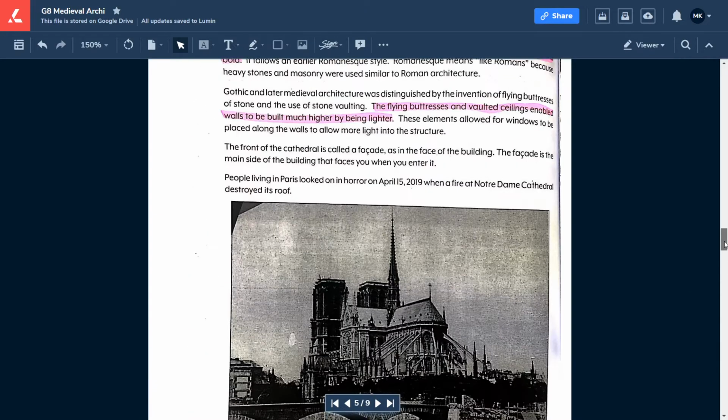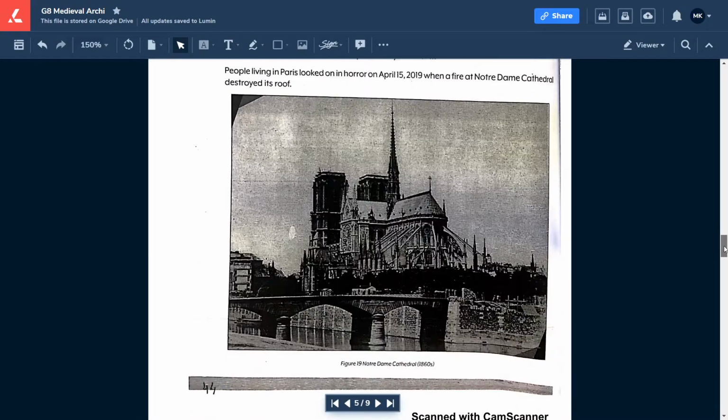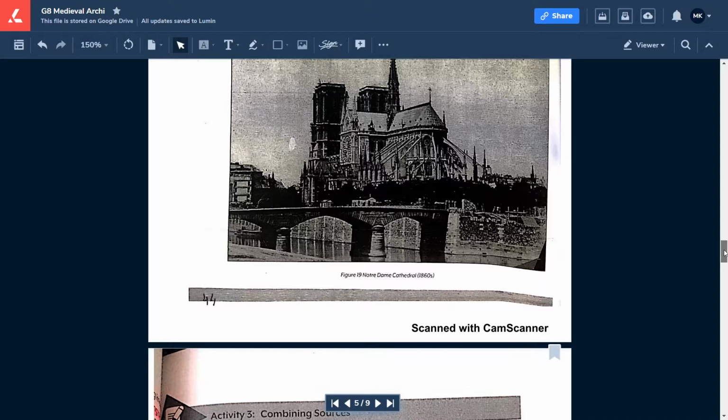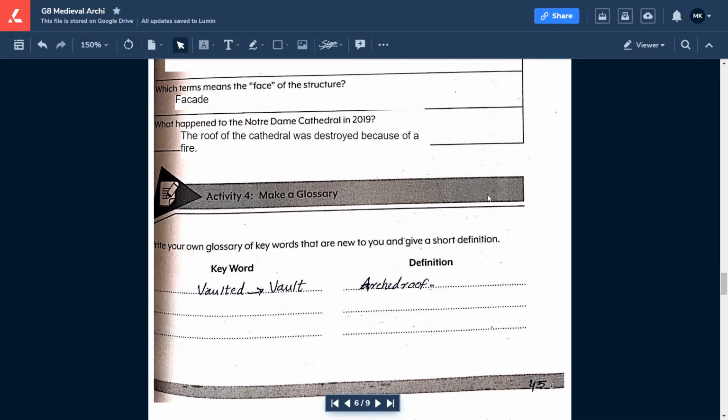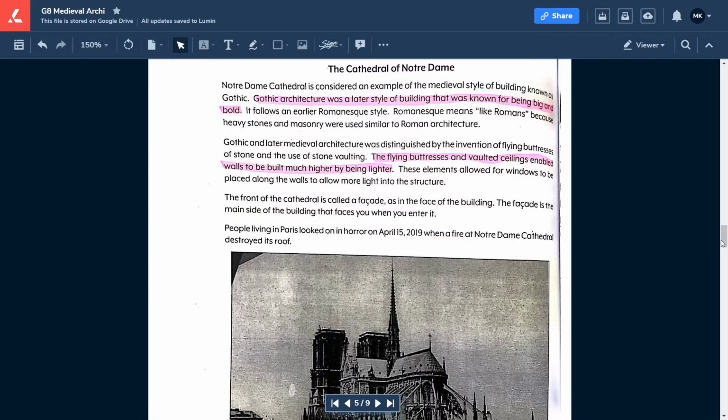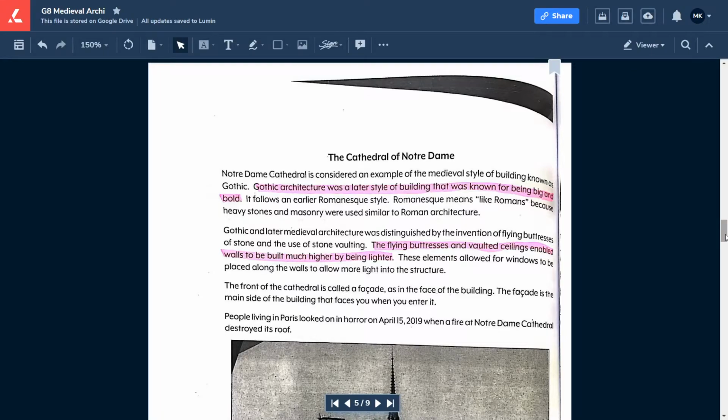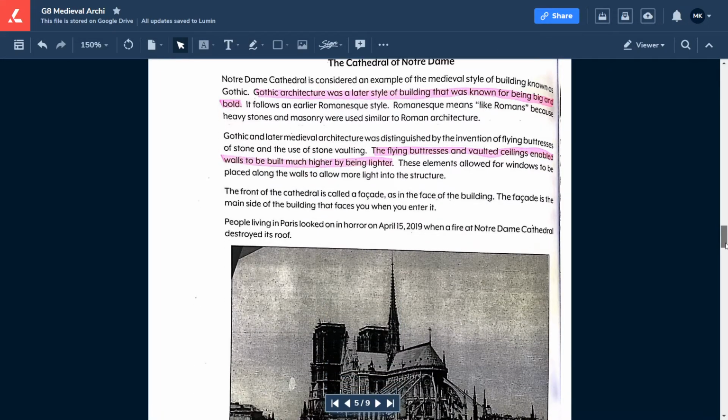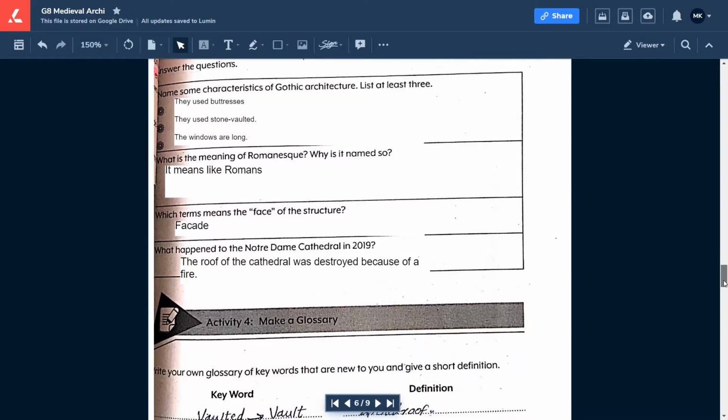In 2019, a fire at Notre Dame Cathedral destroyed its roof, and now they're trying to rebuild or refix it again. Here they want us to try the new words, then search for their definition. I chose vault or vaulted. I don't know if you have an idea about it, but it means arched roof. Check the paragraph, check the text. If there is any new word for you, write it down, then search for its meaning using the dictionary.